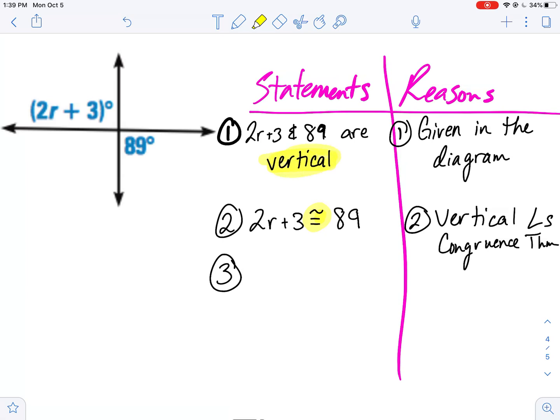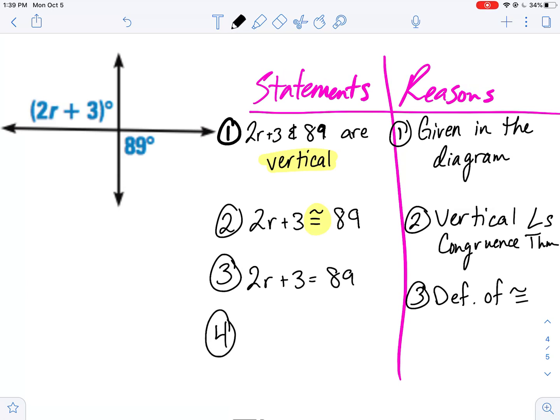Now I'm going to use another definition. So we used our first definition, that got us a second definition, so let's use that second one. What does it mean to be congruent? Well, that means that 2r plus 3 equals 89 by the definition of congruence. Remember, congruence means that two things are equal. And then we're just going to use our properties of equality.